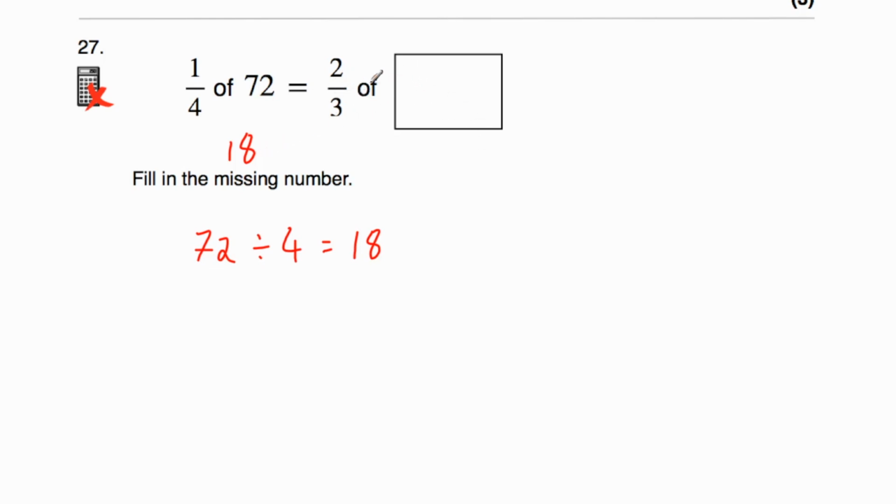Normally, whenever we work out a fraction of a number, we divide by the bottom and times by the top. But if we know what the answer is and we're trying to find out what that original number is, rather than dividing by the bottom and times by the top, let's divide by the top and times by the bottom. So we know that 2/3 of this number is equal to 18. So let's divide it by the top. Let's take 18 and divide it by 2. And 18 divided by 2 is 9. And then let's times by the bottom. So 9 times 3 is equal to 27. So that means that 2/3 of 27 is 18.